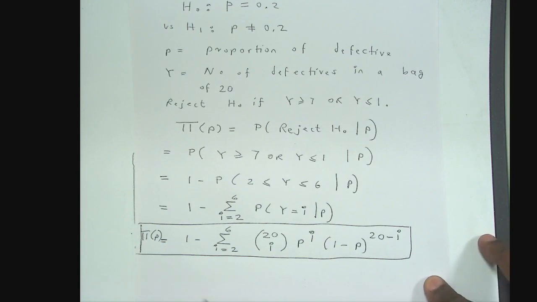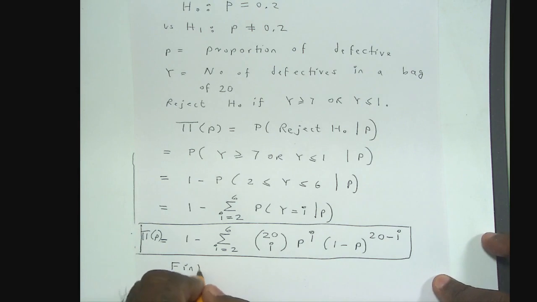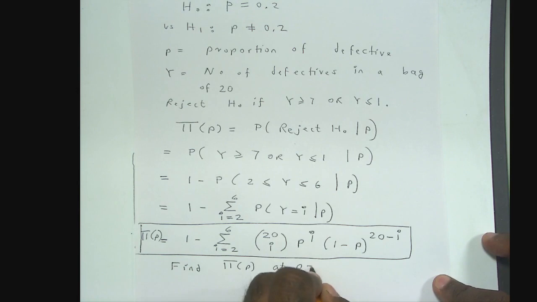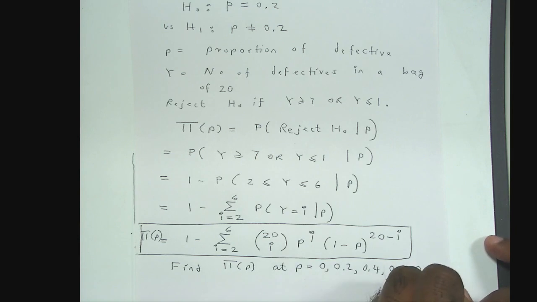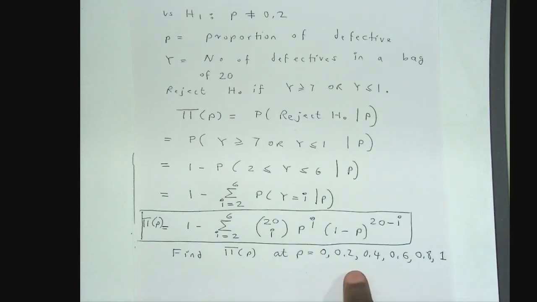Now you are also asked to find pi of P at P equal to 0, 0.2, 0.4, 0.6, 0.8, and 1. Now to do this part, I'm not going to do this here because I need a calculator and I don't have one. So all you have to do is just sub in these numbers into this formula and find the value for pi of P. So for example, put P equal to 0.2 into this and work it out. So you need a calculator to do that, right?